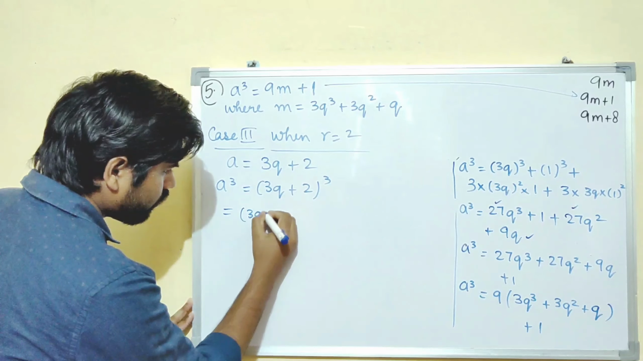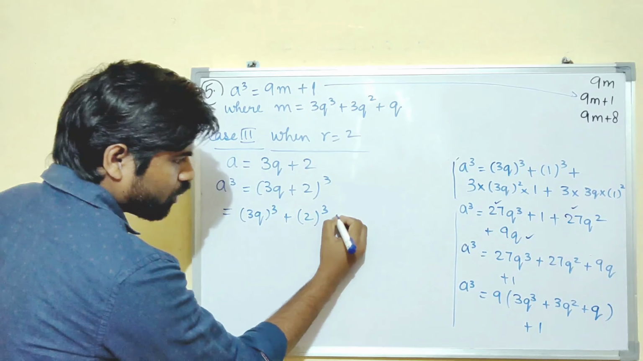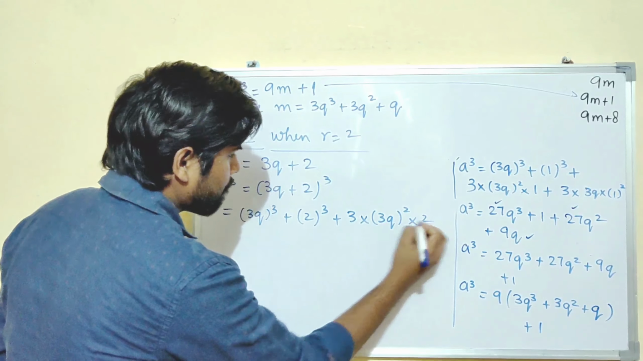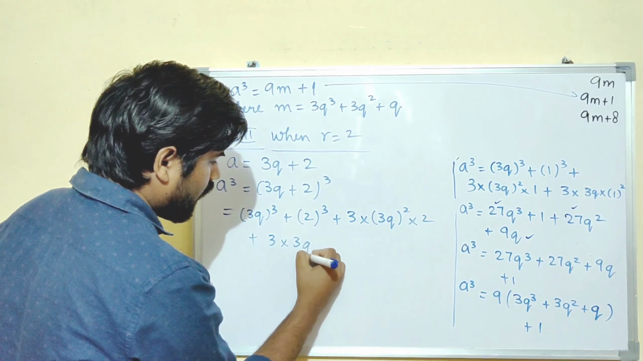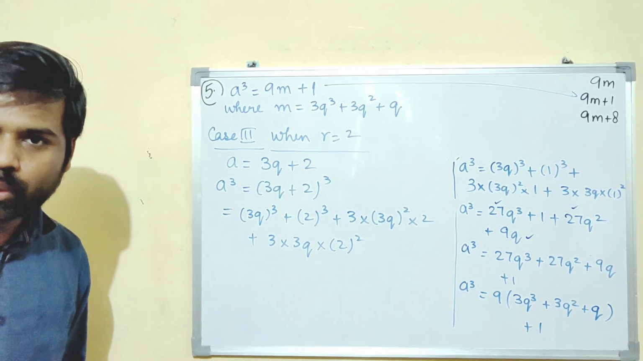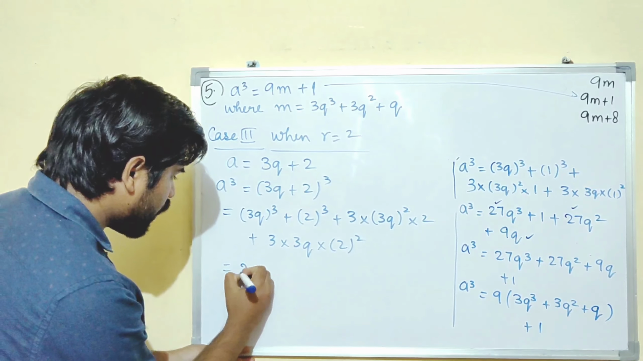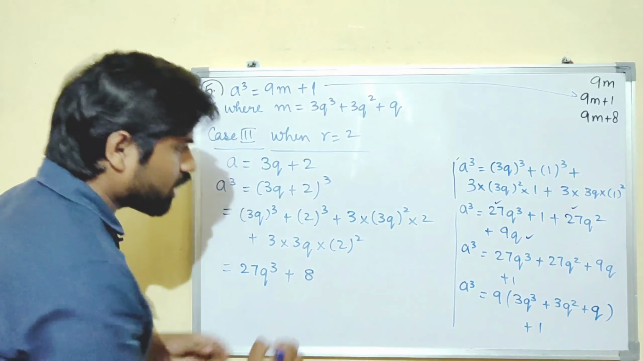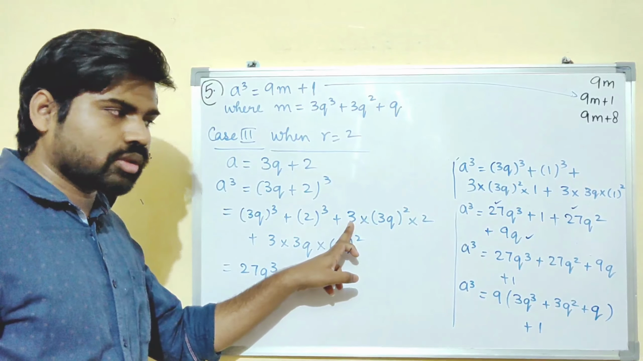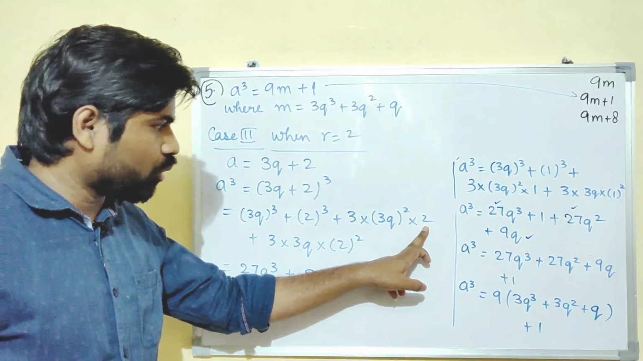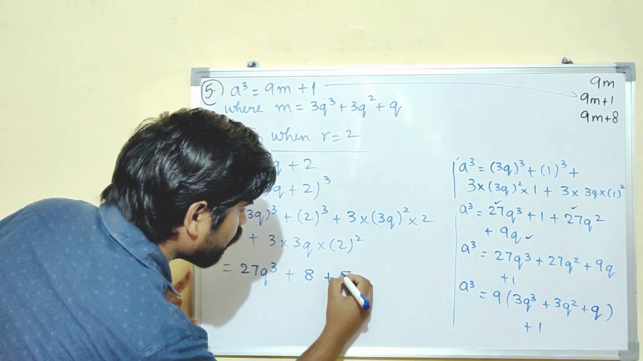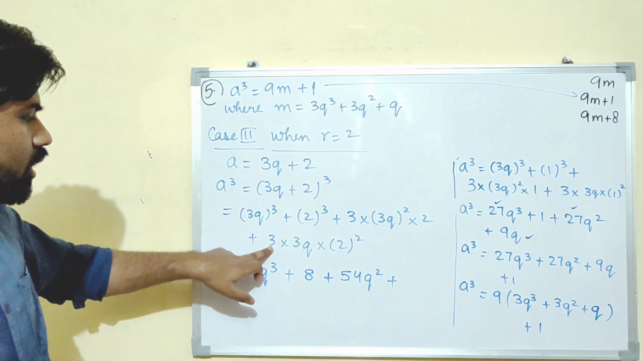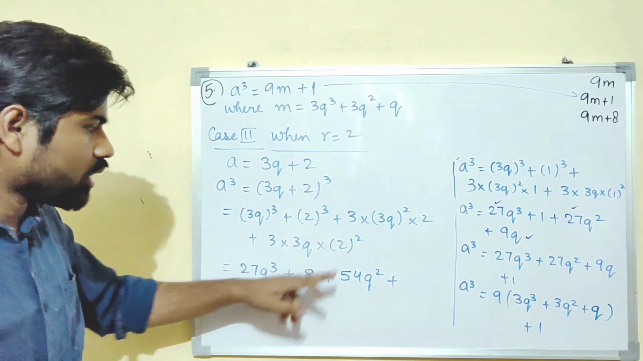a cube plus b cube plus 3a square b plus 3ab square. Now let us solve it. We will get 27q cube plus the cube of 2 is 8. Here we will get 9q squared into 3, 27, 27 into 2, 54q square, plus you will get 3 3s are 9 and 9 into 4 you will get 36q.